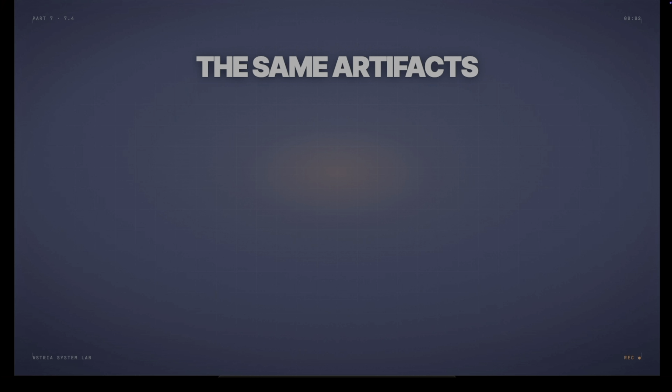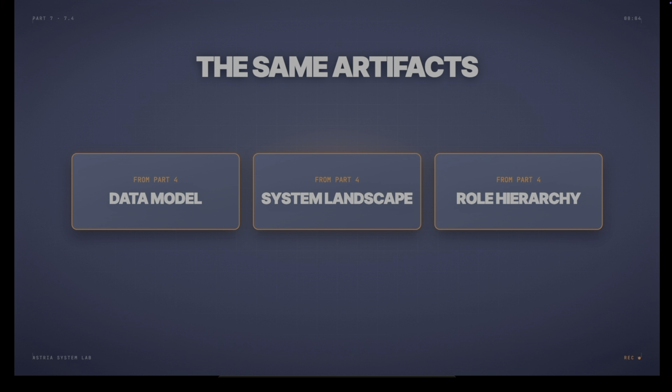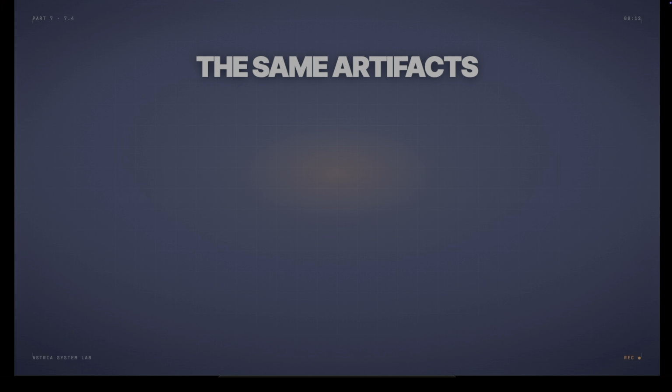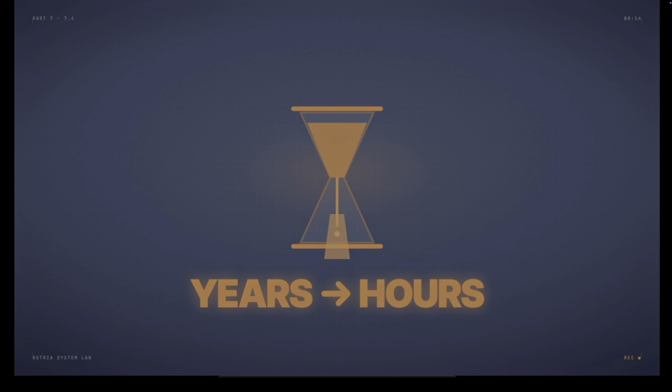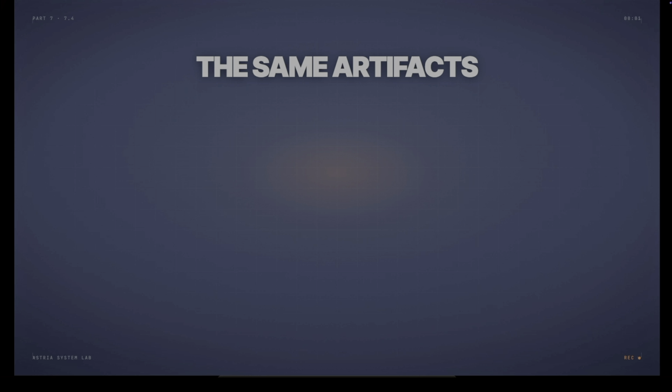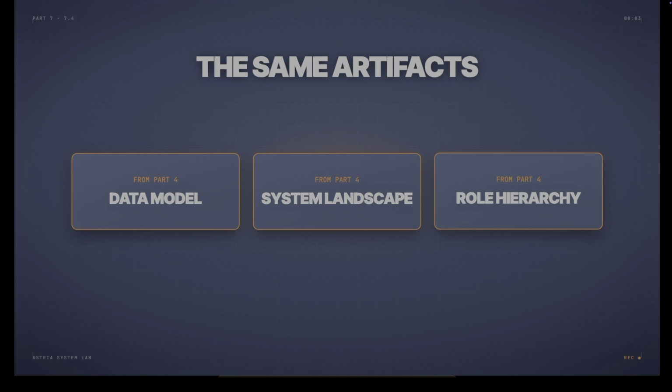The artifacts you produce in that exam, the data model, the system landscape, the role hierarchy, they are the same artifacts we just walked through. The CTA review board doesn't test something exotic, it tests under extreme pressure the same architecture work real architects do every day. It just compresses years of practice into a few hours.